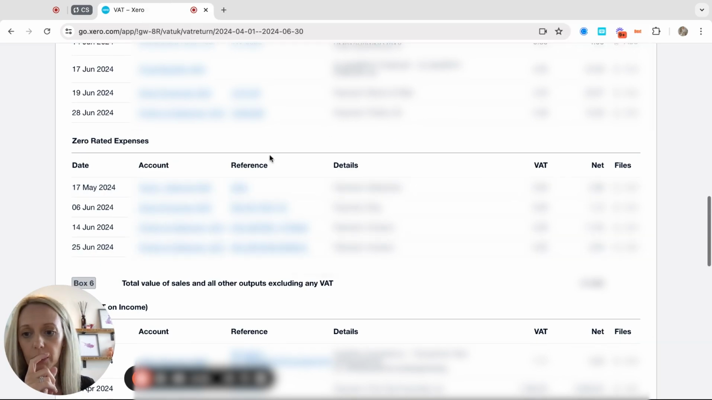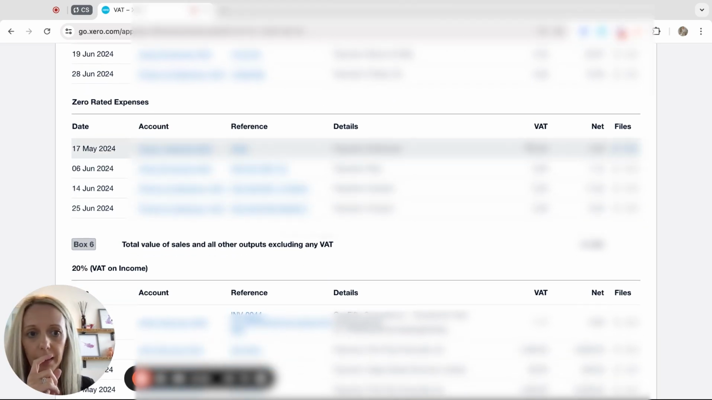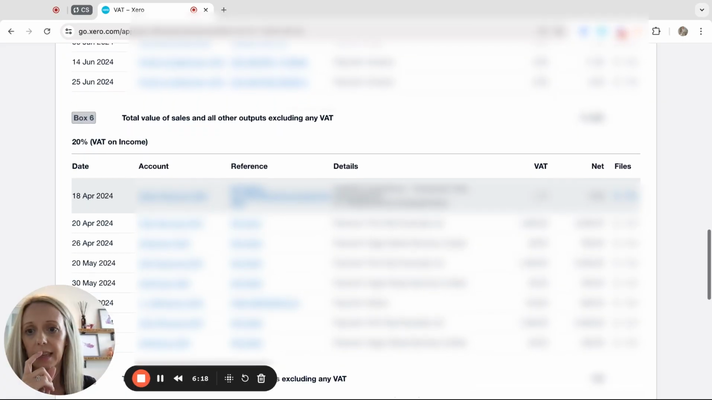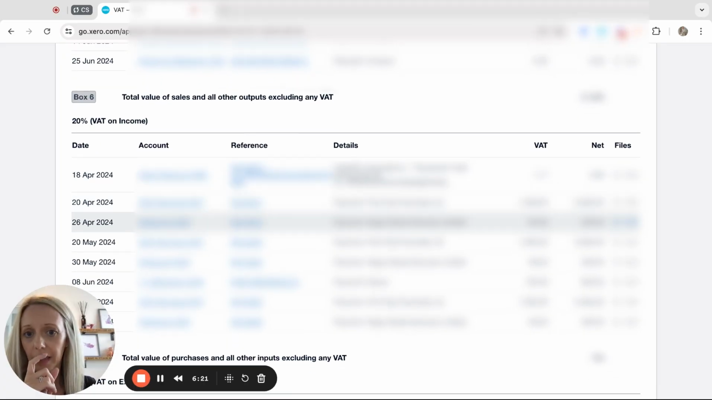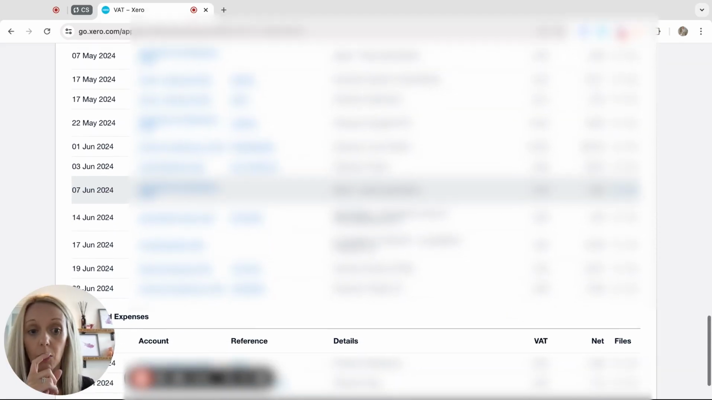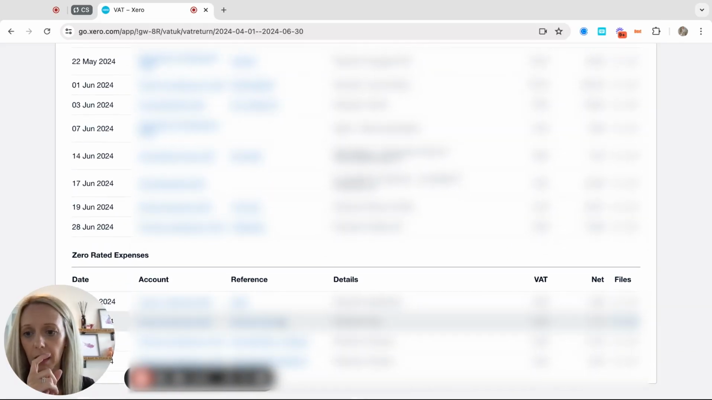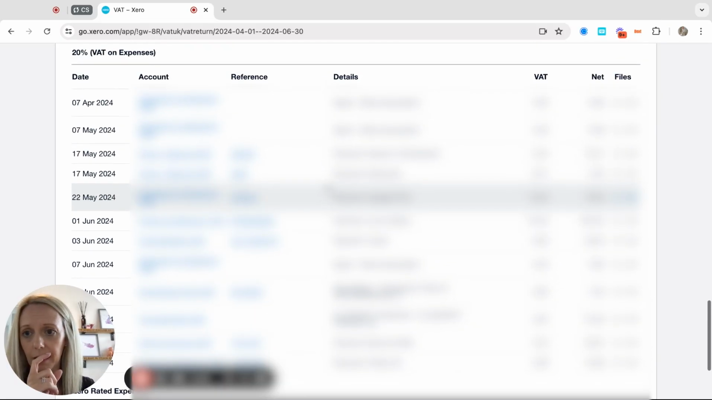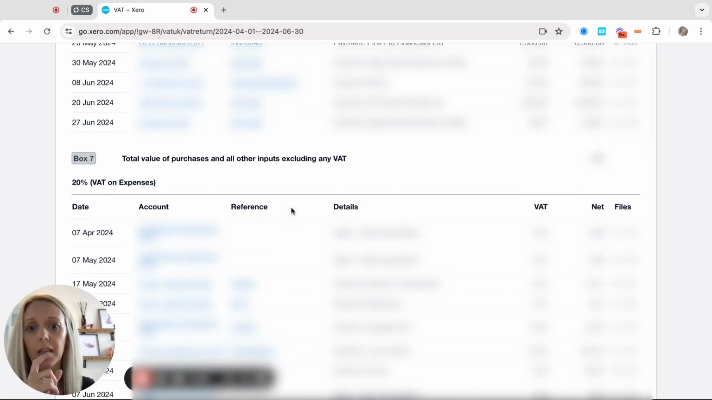You've then got your zero rated expenses. So you can see there to make sure you're happy with the zero rated expenses. And then you've got the total value of all sales and the total value of all purchases at all rates. They are separated out, but they're in there together. So that's what makes up box 7 and everything.